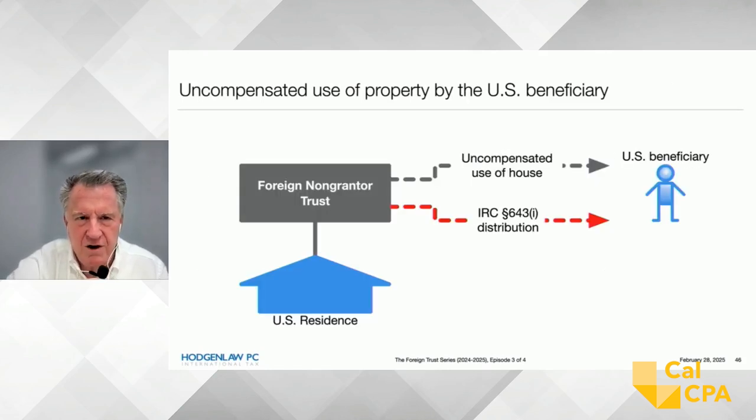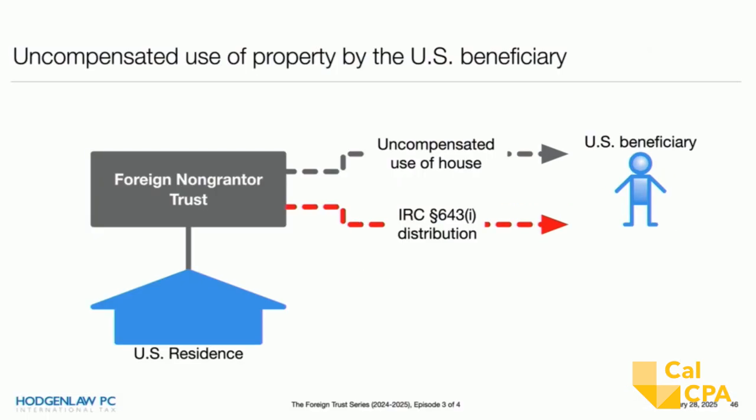So let's first look at just the simple example. The condo in Vail, and the U.S. beneficiary goes and stays there for 2 weeks and uses the condo in Vail and has fun. Well, what's the fair market value rental of that place if you put it on an Airbnb? That's going to be the deemed distribution amount to this U.S. beneficiary. So red dotted line, it's a Section 643(i) distribution to the U.S. beneficiary.